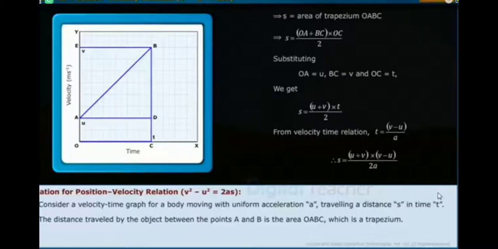From velocity time relation, t is equal to v minus u by a. Therefore, s is equal to u plus v into v minus u divided by 2a, which equals v squared minus u squared over 2a. That is, v squared minus u squared is equal to 2as.